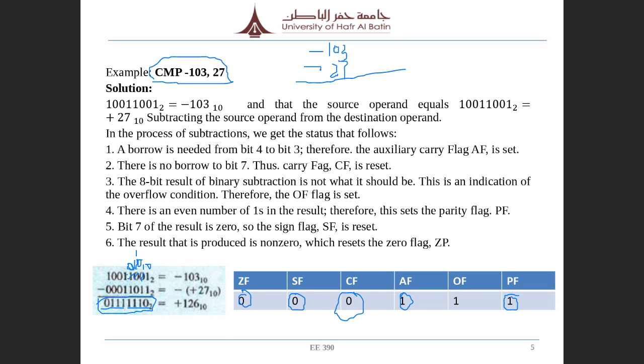So here, look at here, 27 is bigger than minus 103. So we subtract a bigger number from a smaller number, so definitely the overflow flag will be set. That's the thing. Is it okay now?